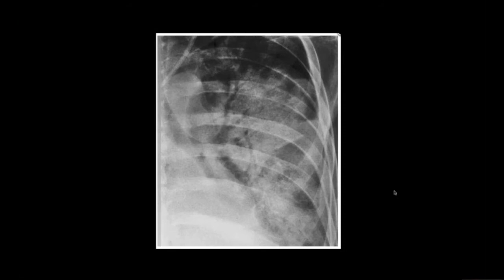This is another image. It's a focused image demonstrating airspace opacity. You can see the upper border of this left lung pathology is ill-defined. It has a nice air bronchogram within it. So this is a left lung consolidation.